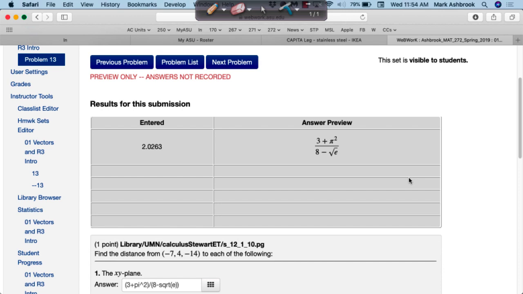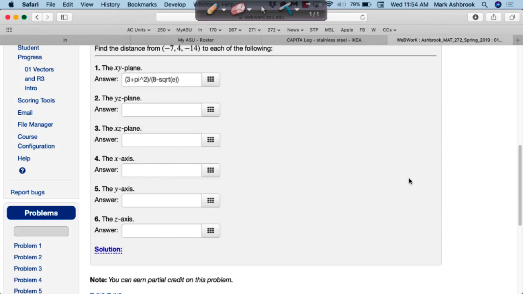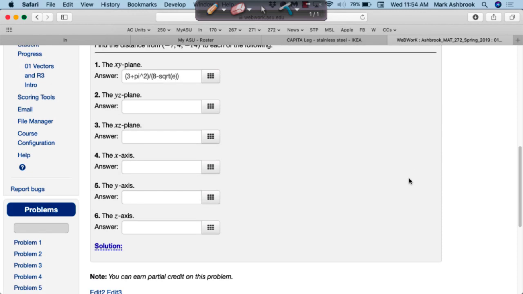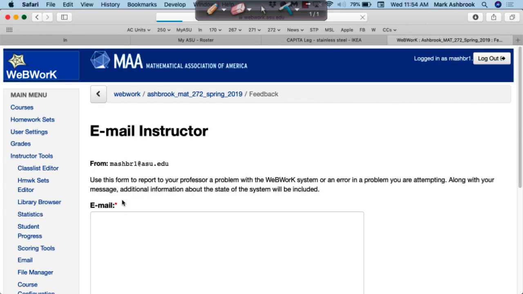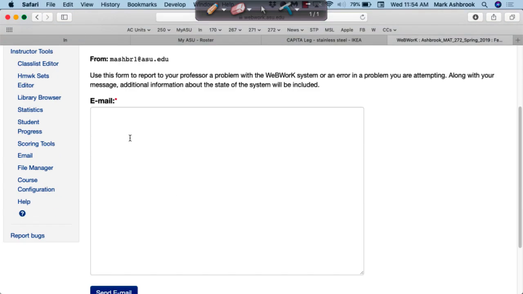You can use the email instructor button. Don't send me a separate email with a screenshot or anything if you have a question. Go down to the bottom of the problem page and use the email instructor button. This gives me a direct link to your problem. You guys have different problems, okay? All students have different problems. Then give me a specific message about what's going on.